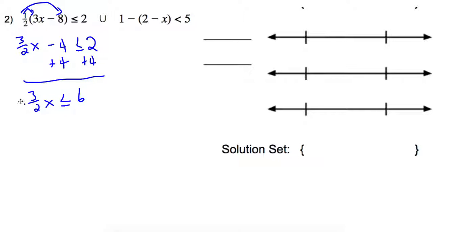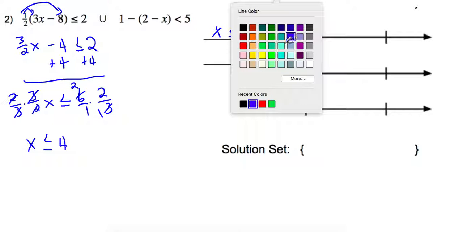Now we're going to multiply both sides by the reciprocal to cancel out that fraction. So this is going to cancel the 3's, cancel the 2's. Over here I have x is less than or equal to, and if I multiply these two fractions together, the 6 reduces to a 2 and the 3 reduces to a 1. So that's going to be a 4. So x is less than or equal to 4 will be my first inequality.